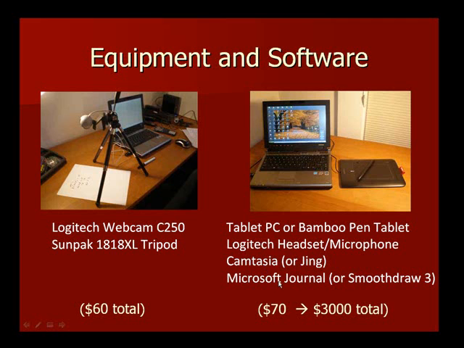And you're also going to need software on the computer to write on the computer screen. So you'll either need Microsoft Journal, which usually comes with a tablet PC, or if you're using the external tablet, like I'm going to do today, you can use SmoothDraw 3, which is a free program that you can download online. And just so you know, if you are buying software, you can get everything very inexpensively at academicsuperstore.com. That's academicsuperstore.com. So you can get everything for just about half price if you go there.